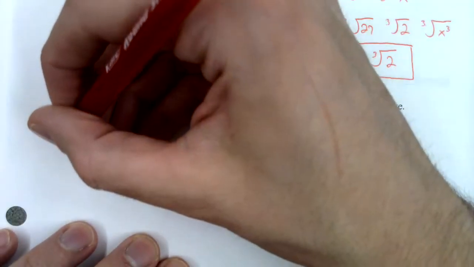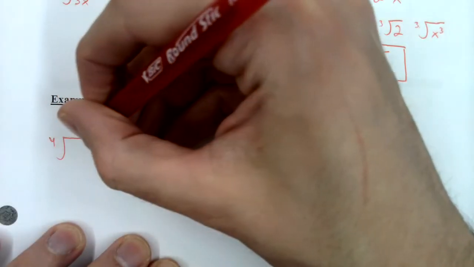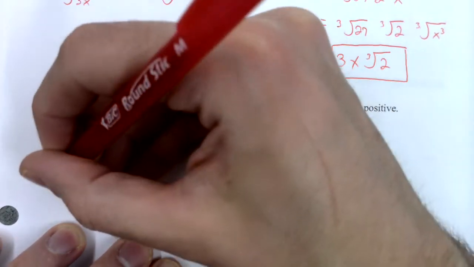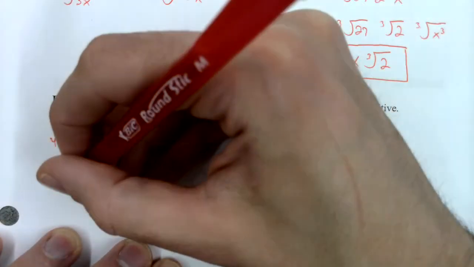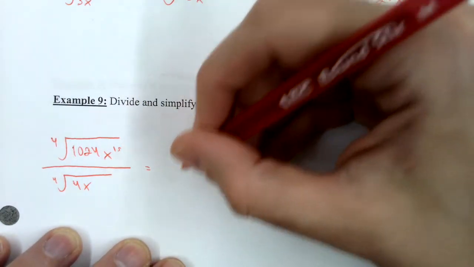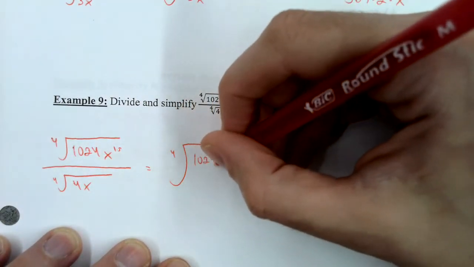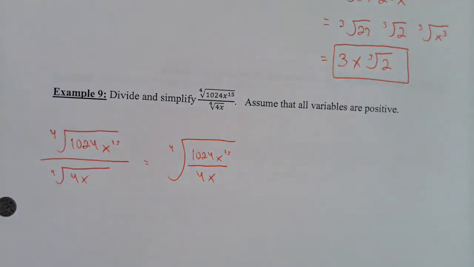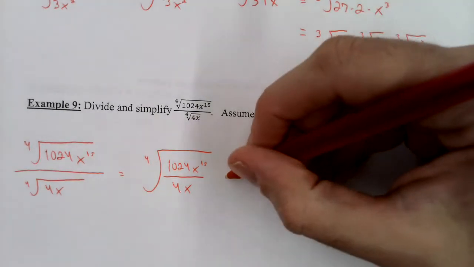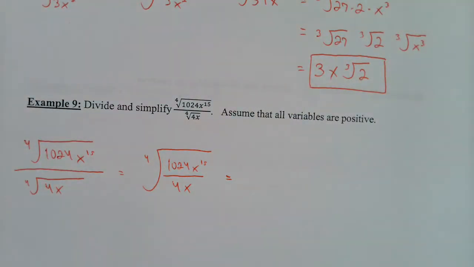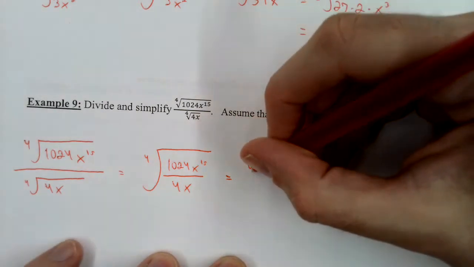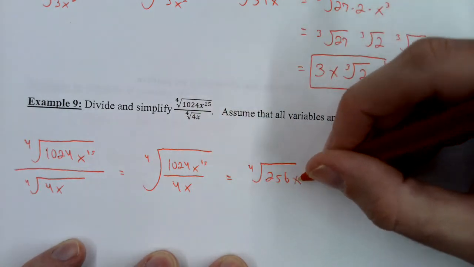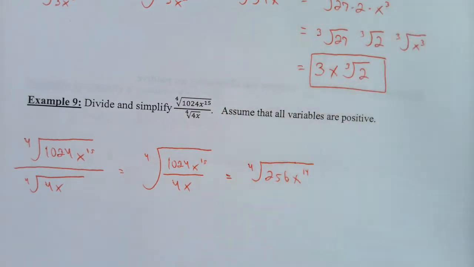Okay, let me just recopy this problem for example 9. I'm going to rewrite it as 1024 x to the 15th divided by 4x. 1024 divided by 4 equals 256. X to the 15th divided by x to the first power, subtract the exponents, you get x to the 14th.